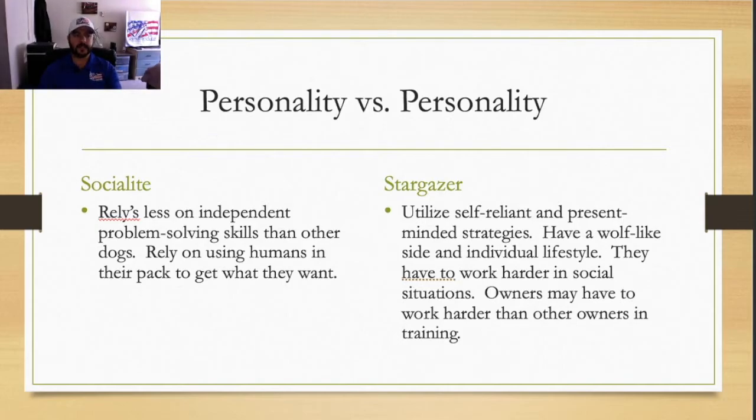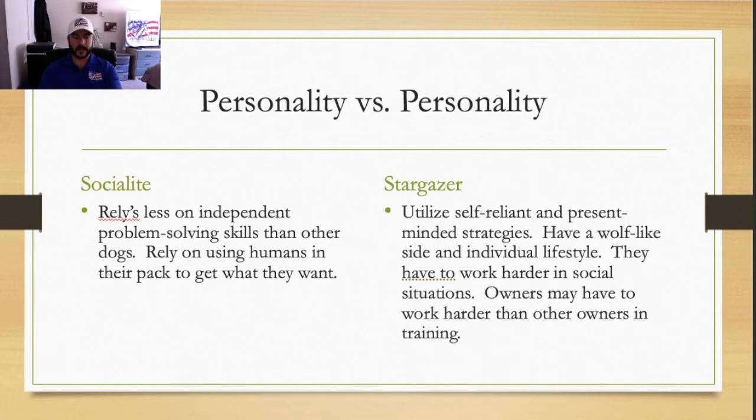As you can see, the socialite relies less on independent problem-solving skills than other dogs, and it also relies on humans in its pack to get what it wants. So as you can see, this dog is going to be very attentive. It's going to be very responsive because it's looking to its human for all the answers. It looks for others for answers or help. So this is the type of dog that is going to be very easy to train because you can use your body language and treats to get them to do the things that you want them to do.